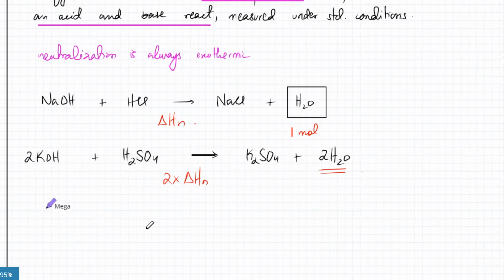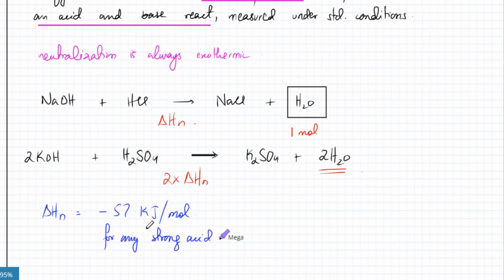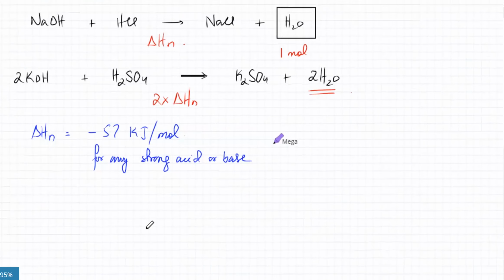So delta H N is equal to minus 57 kilojoules per mole for any strong acid or base. So no matter what the reaction is, it's always the same value. So the question is, why is it always the same value?